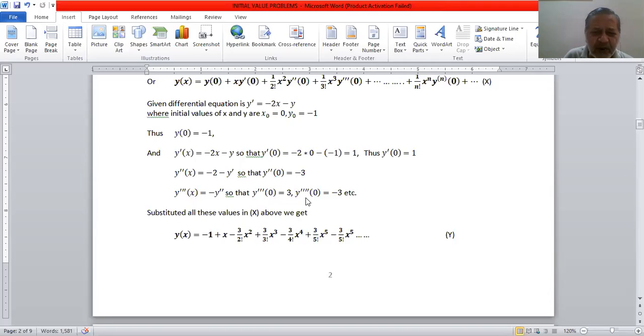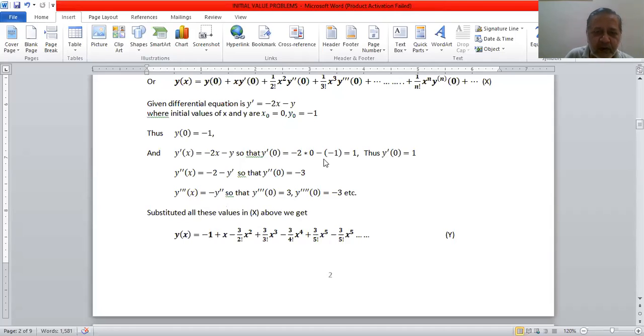Similarly, y fourth derivative will be minus 3 and so on and so forth. You can write down as many, क्योंकि इसका derivative, third derivative को जब तुम differentiate करोगे तो तुम्हें fourth derivative मिलेगा which will be equal to minus y triple prime. So minus 3 हो जाएगा. Fifth derivative निकालोगे minus y fourth derivative आ जाएगा. इस तरह सारे derivative निकल आएंगे.